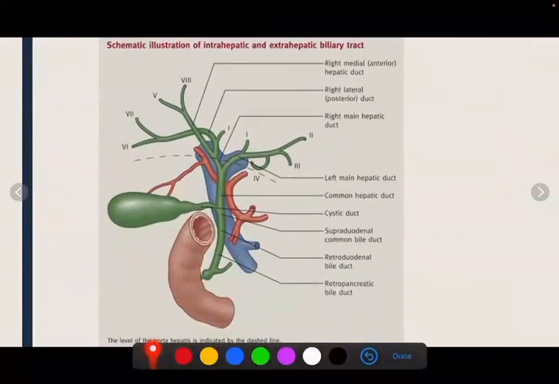This is again the schematic representation showing the intrahepatic bile ducts. This is the right anterior duct and the right posterior duct forming the right hepatic duct, and this is the left hepatic duct, and the caudate lobe duct joins either the right or the left hepatic duct.